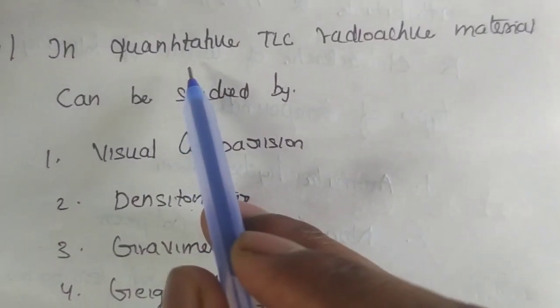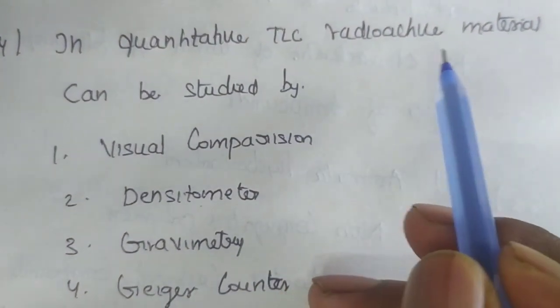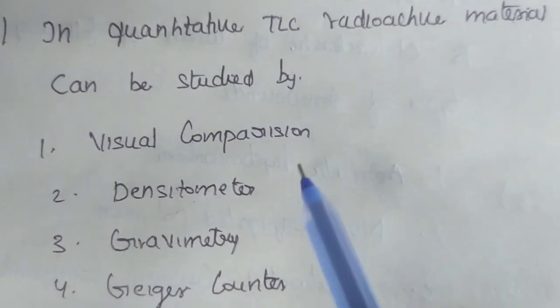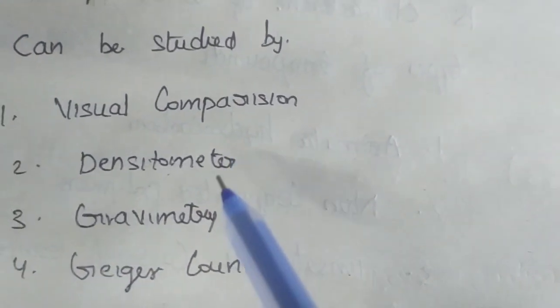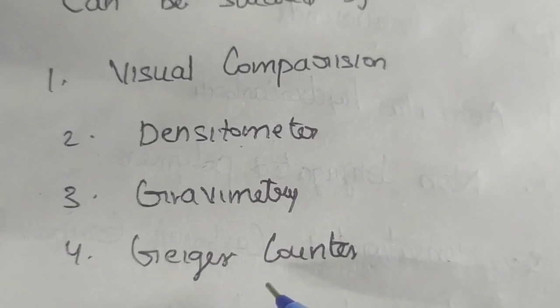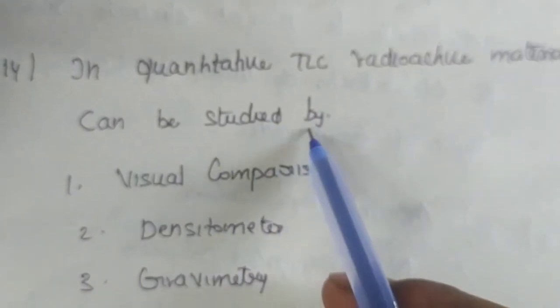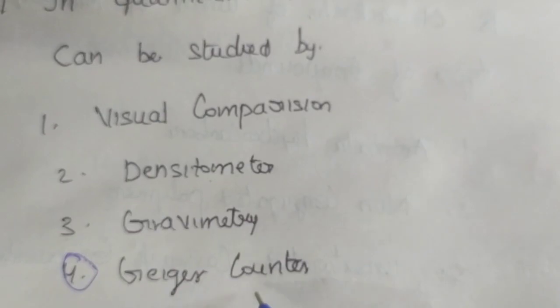Next question. In quantitative TLC, thin layer chromatography, the radioactive material can be studied by. Options are visual comparison, densitometer, gravimetry, Geiger counter. The answer is option number 4, Geiger counter.